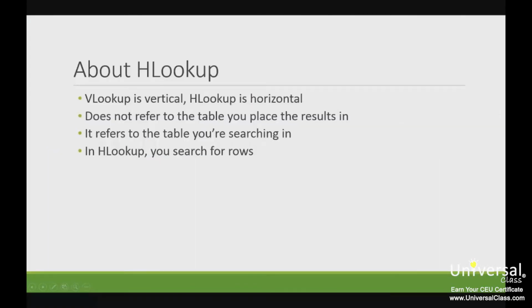Whereas VLOOKUP is a vertical lookup, HLOOKUP is the horizontal lookup. However, vertical or horizontal lookups do not refer to the table in which you want to place the results. Instead, it refers to the table you're using to search for data. When you're using the HLOOKUP function, you're looking for data horizontally. In VLOOKUP, we searched in a column for data. Columns are vertical. In HLOOKUP, you search for rows. Instead of entering the column number, you'll enter the row number.